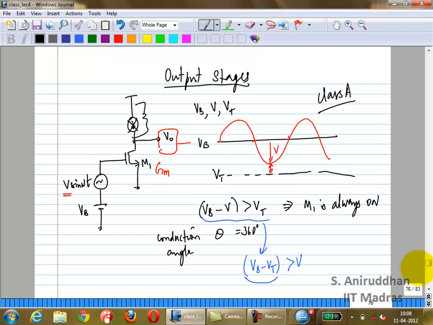So we started looking at what types of output stages you have, and we defined them based on the portion of the cycle over which the amplifier transistor conducts, right? We took the example of a very simple common source, and we compared the bias to the amplitude, and in the case of the MOSFET, the VT. Okay? For class A, the conduction angle is 360 degrees.